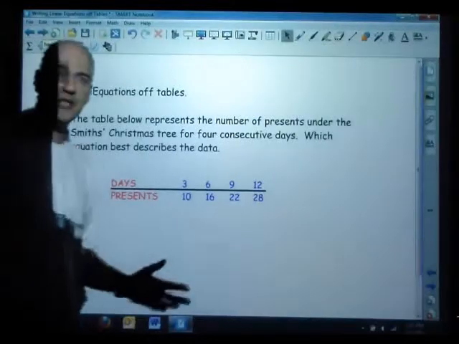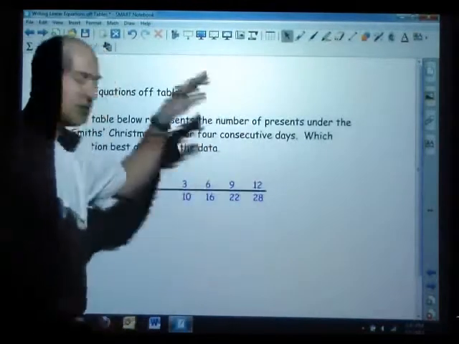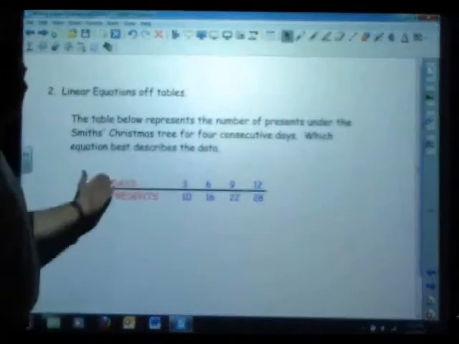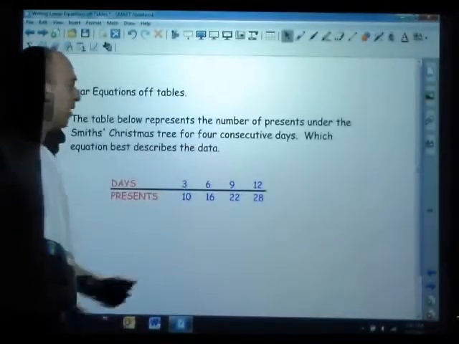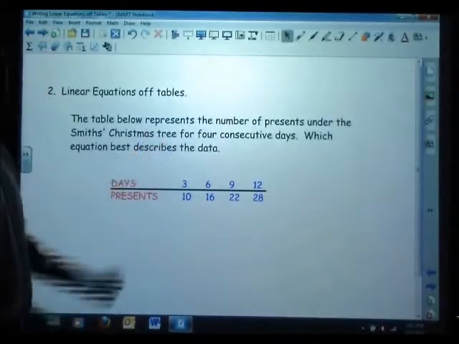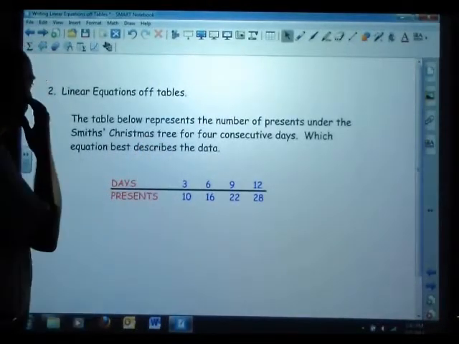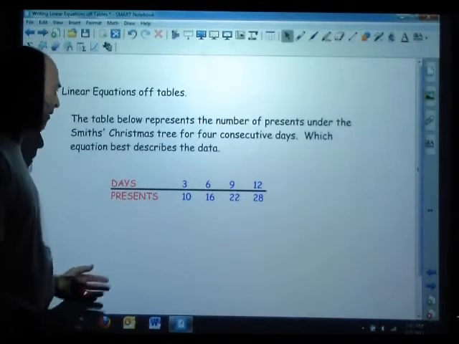And essentially, you guys, you can see this information graphically. You can see 2 points. Or here I've got a table of values. So here it says the table below represents the number of presents under the Smith's Christmas tree for 4 consecutive days. Which equation best describes the data?